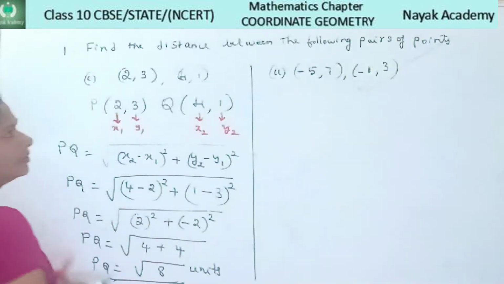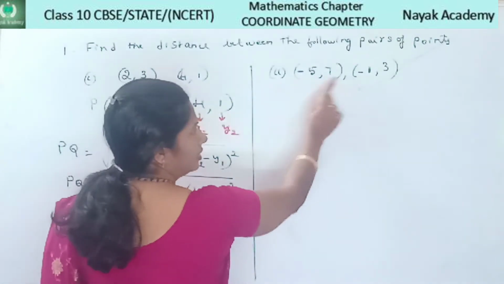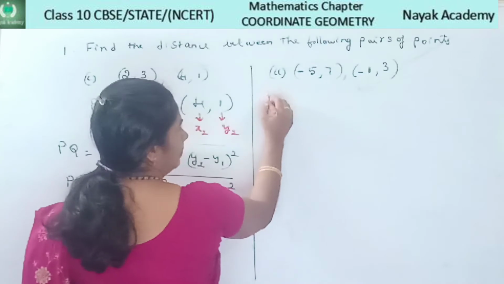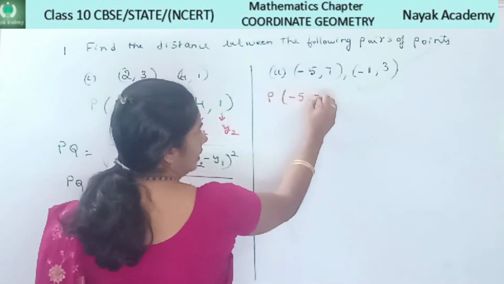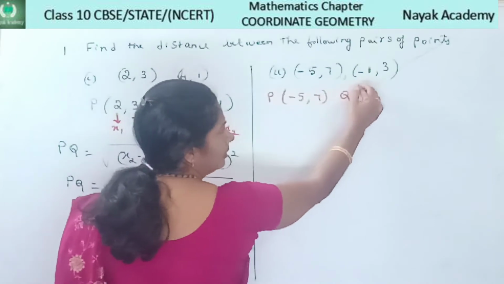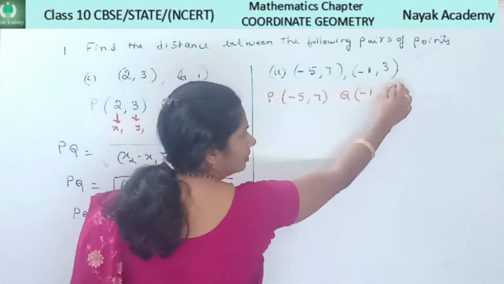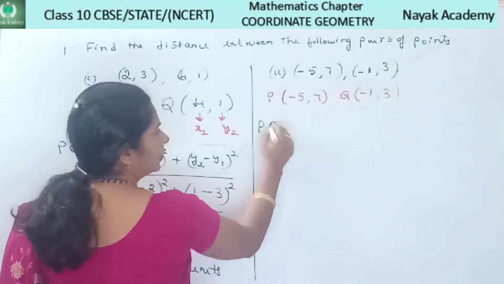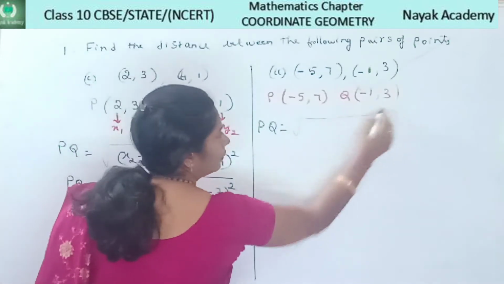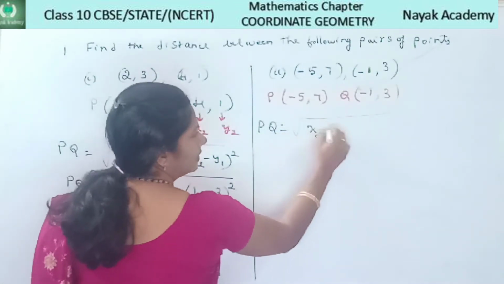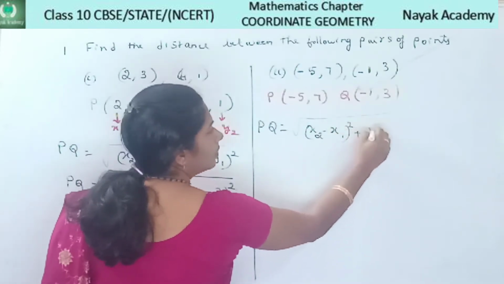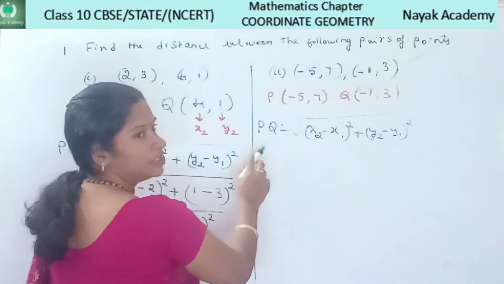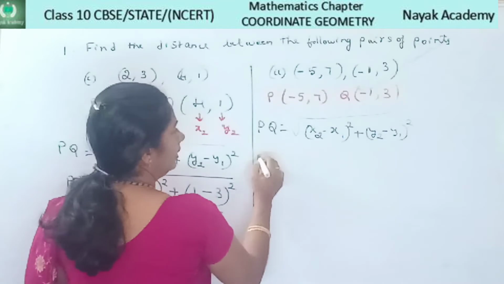Coming to the second problem, we have to find the distance between these 2 pair of points. So let us name the points as P (minus 5, 7) and one more point, let me take that as Q (minus 1, 3). Now we have to find the distance between these 2 points. PQ equals square root of, first write the formula, (x2 minus x1) whole square plus (y2 minus y1) whole square. This is the formula to find the distance between any 2 given points. Let us substitute the values.